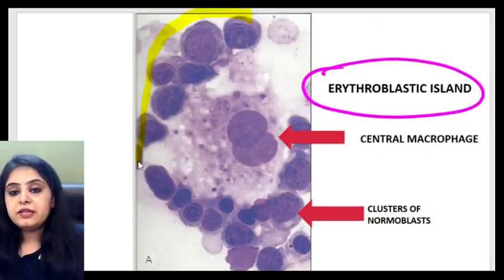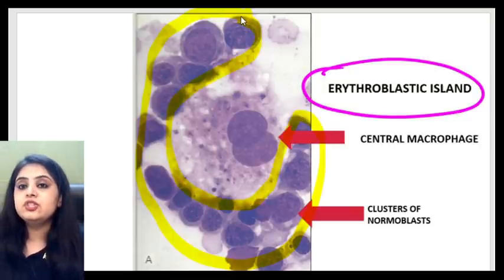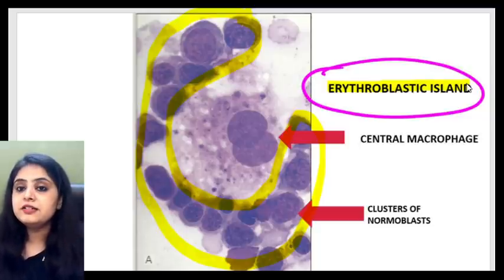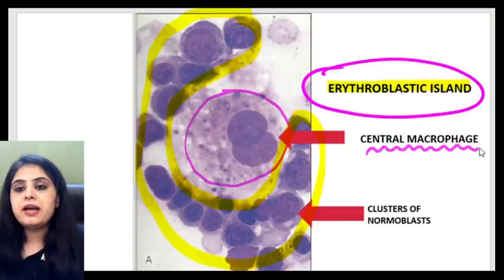All these red blood cell precursors, the erythropoietic lineage, you call it an erythroblastic island. They are always present in the form of a cluster. Why are they present as a cluster? Because they are present around a cell. They are taking their nutrition from a cell. From which cell are they taking their nutrition? From a macrophage.